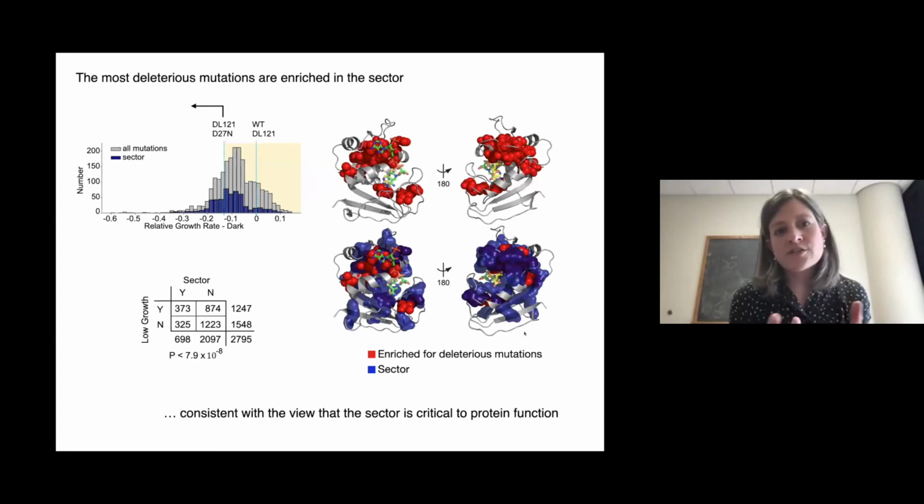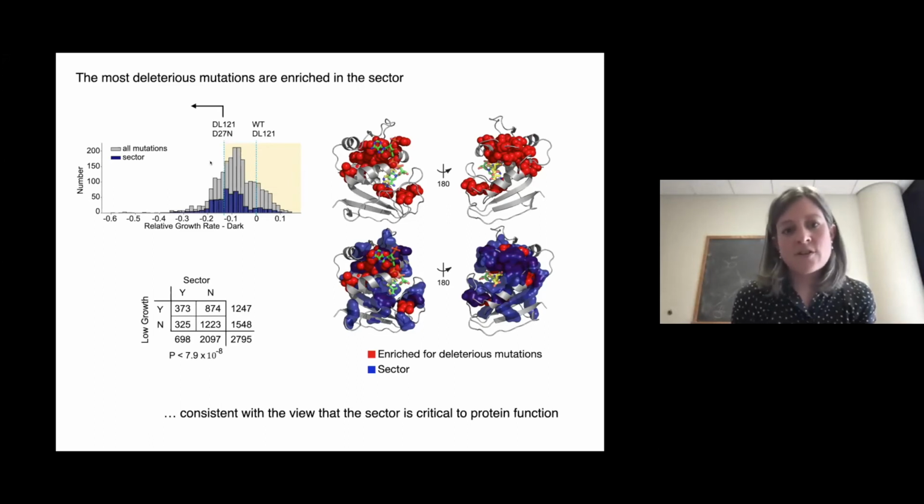Okay, so then we wanted to look and see where the most deleterious mutations are happening. Are they places that make sense to us given the known biochemistry of DHFR? We're going to take the mutation DL121 D27N as an empirical cutoff. D27N is a mutation in the DHFR active site that's known to make it near catalytically inactive. We know from separate growth rate measurements that it's minimally viable in our system.